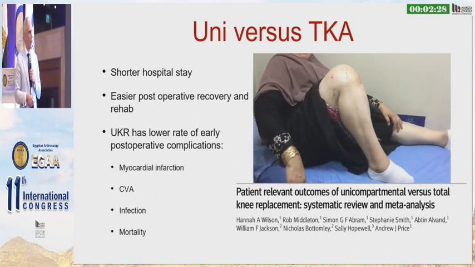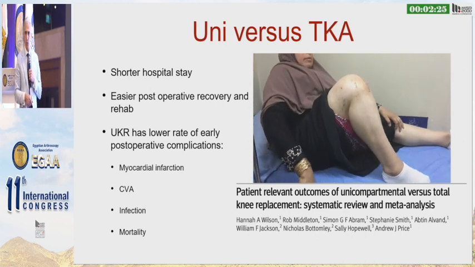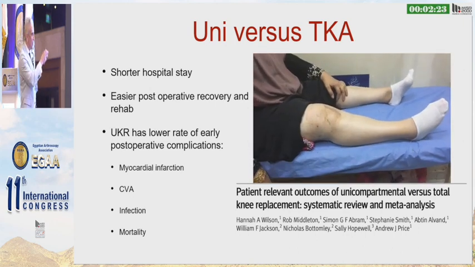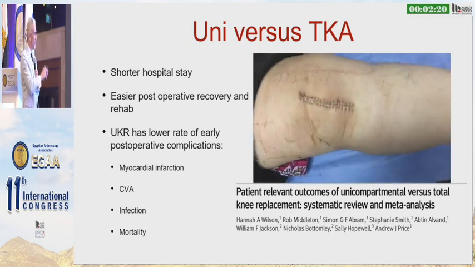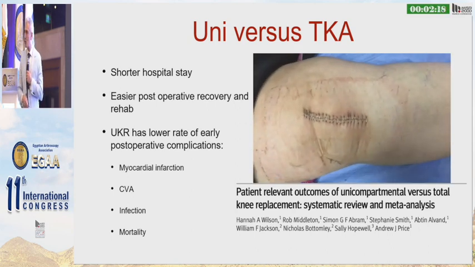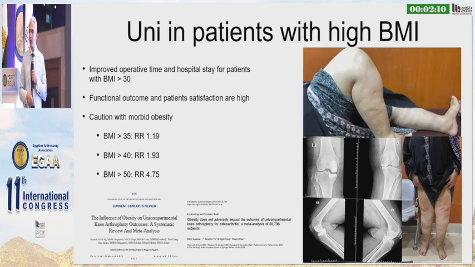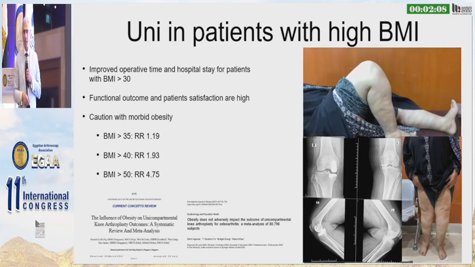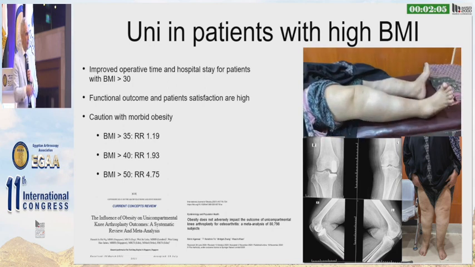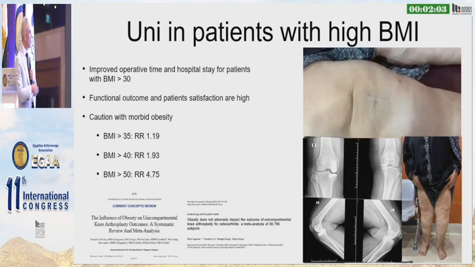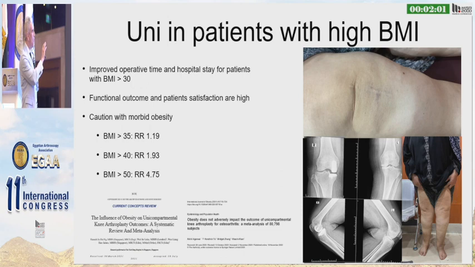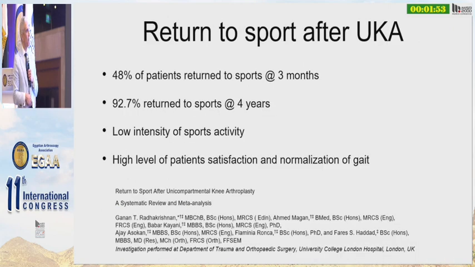Outcome of uni: early recovery. You see patients coming back to remove the sutures with full range of movement. They are very satisfied. The incidence of complications, myocardial infarction, CVA, infection, mortality, all that surrounds surgical intervention in terms of complication, is very low. You see patients with high BMI as well. And they are achieving very good range of movement at 4 years post-operatively. They are satisfied. But you have to remember that patients with BMI above 35 or 40 have a higher rate of complication in comparison to others who are around 30 BMI.